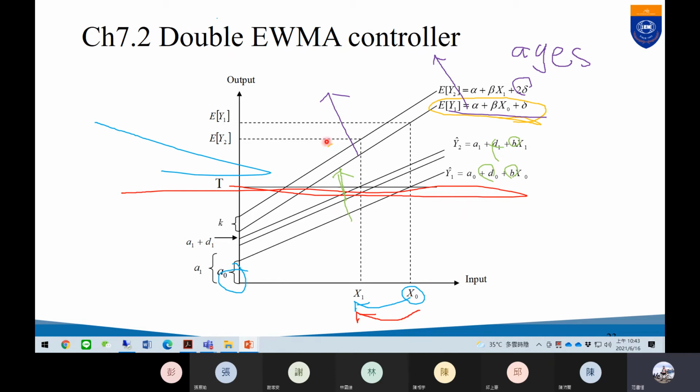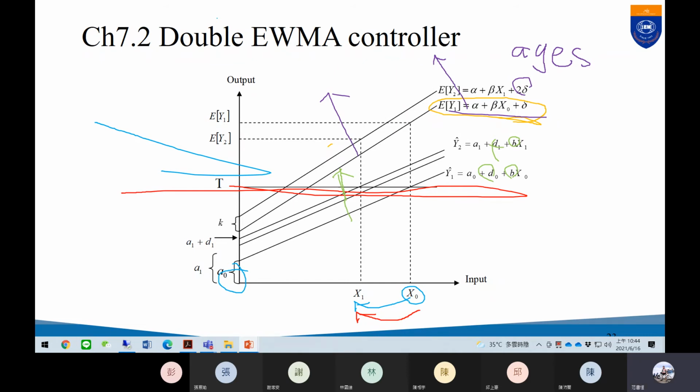If the process doesn't shift away, a single EWMA will suffice. Since it is also shifting away, we're going to chase after the drifting process. Simultaneously, we're going to compensate the offset in order to compensate the difference between the beta and the B. Also chasing after the moving process that is drifting away from the target.